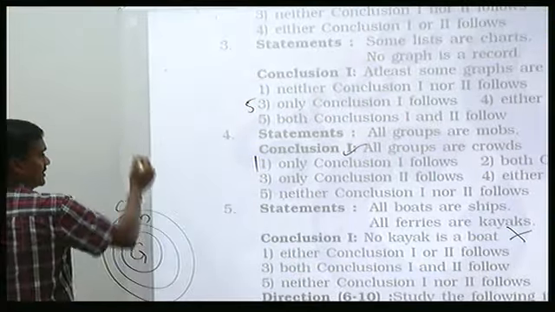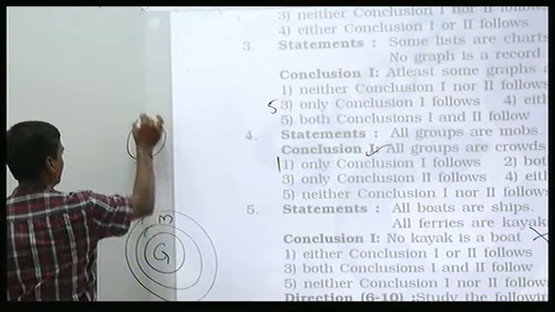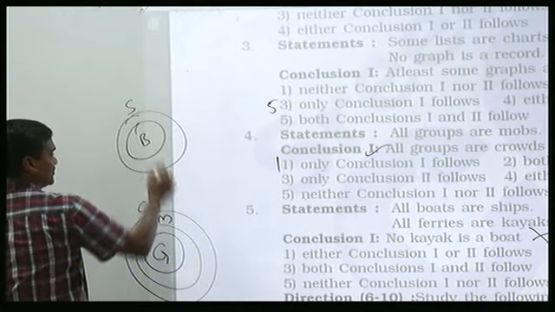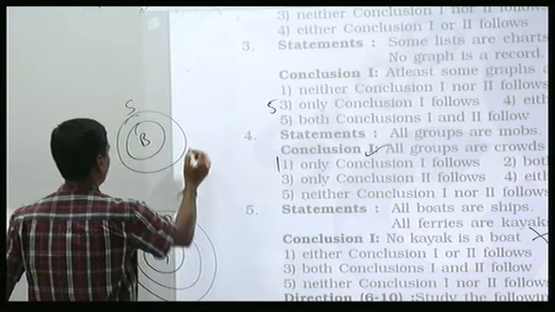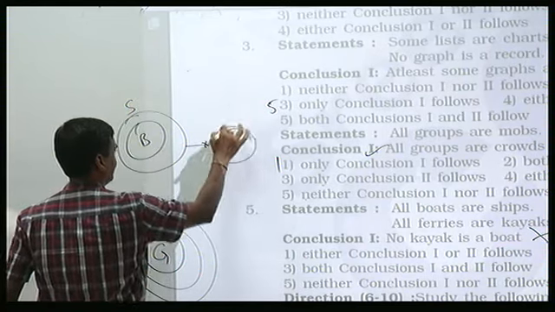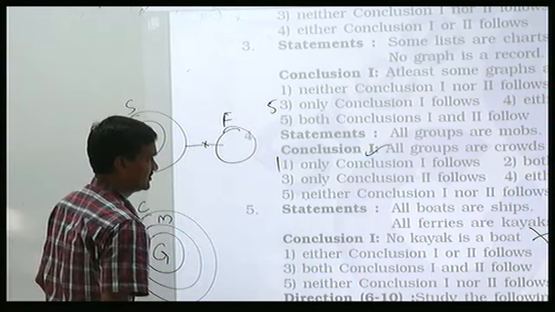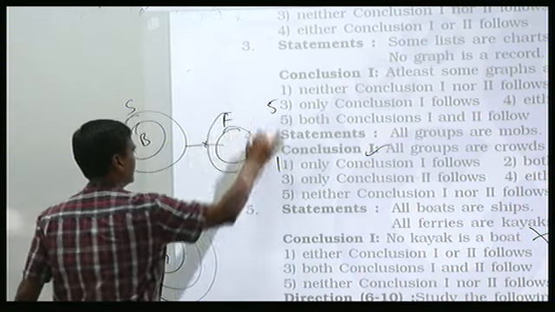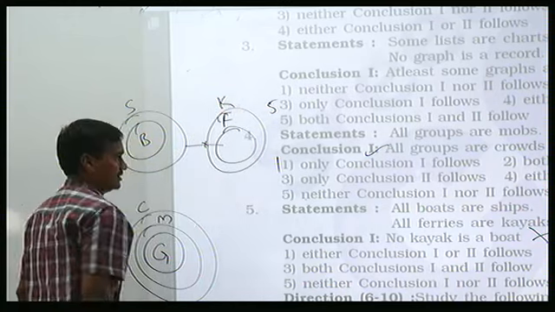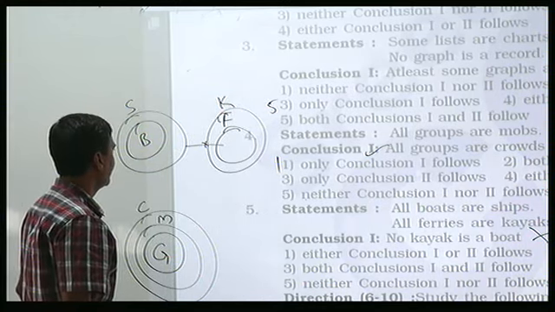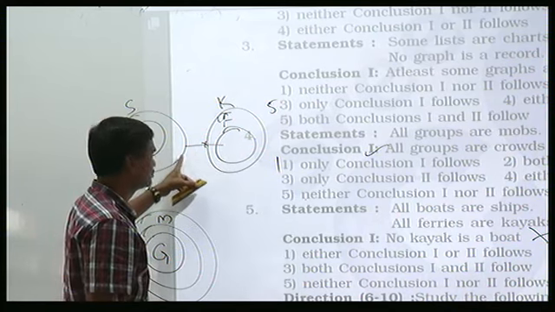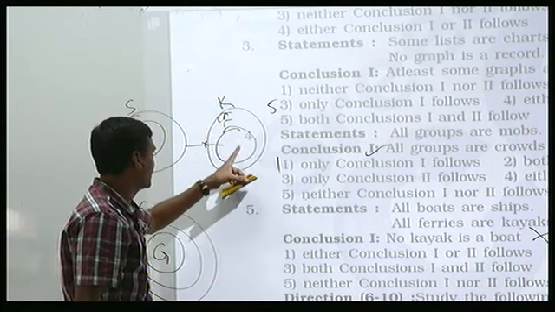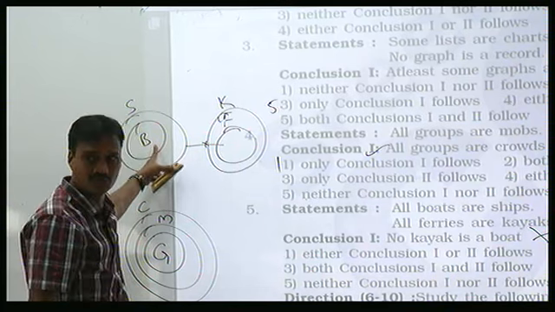All boats are ships. These are the boats which are ships. Next one. No ship is ferry. No intersection between ship and ferry. Then what is the other one? All ferries are kites. Then what happened to this one? Then this ferry and this ship should not be intersected at all, isn't it? And this ferry should not be intersected with the boat at all.